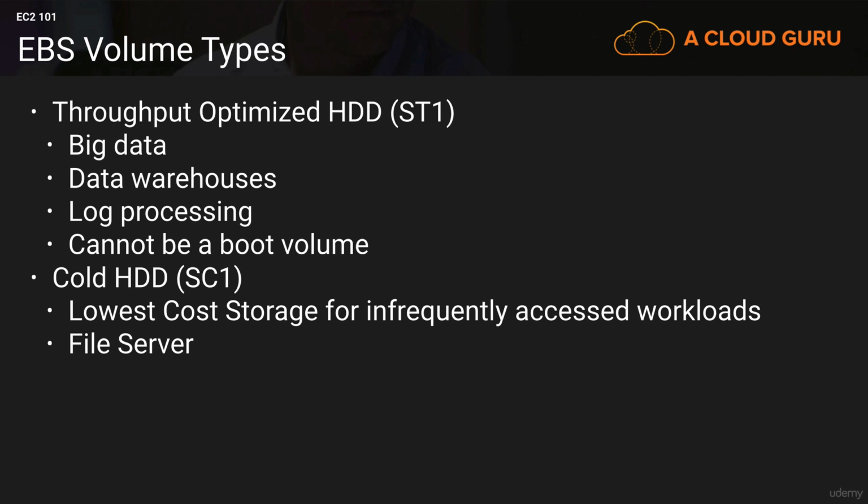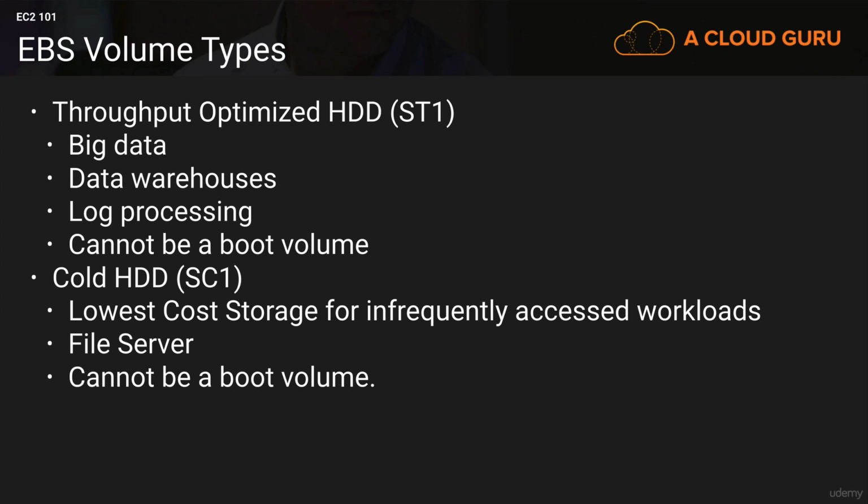Typical use case for this is a file server, and maybe you don't access the files at all. Maybe you don't want to put it on S3 for whatever reason. Maybe your application needs to be able to read from it on a local device. So this is where you would use SC1s. And again, these cannot be boot volumes.